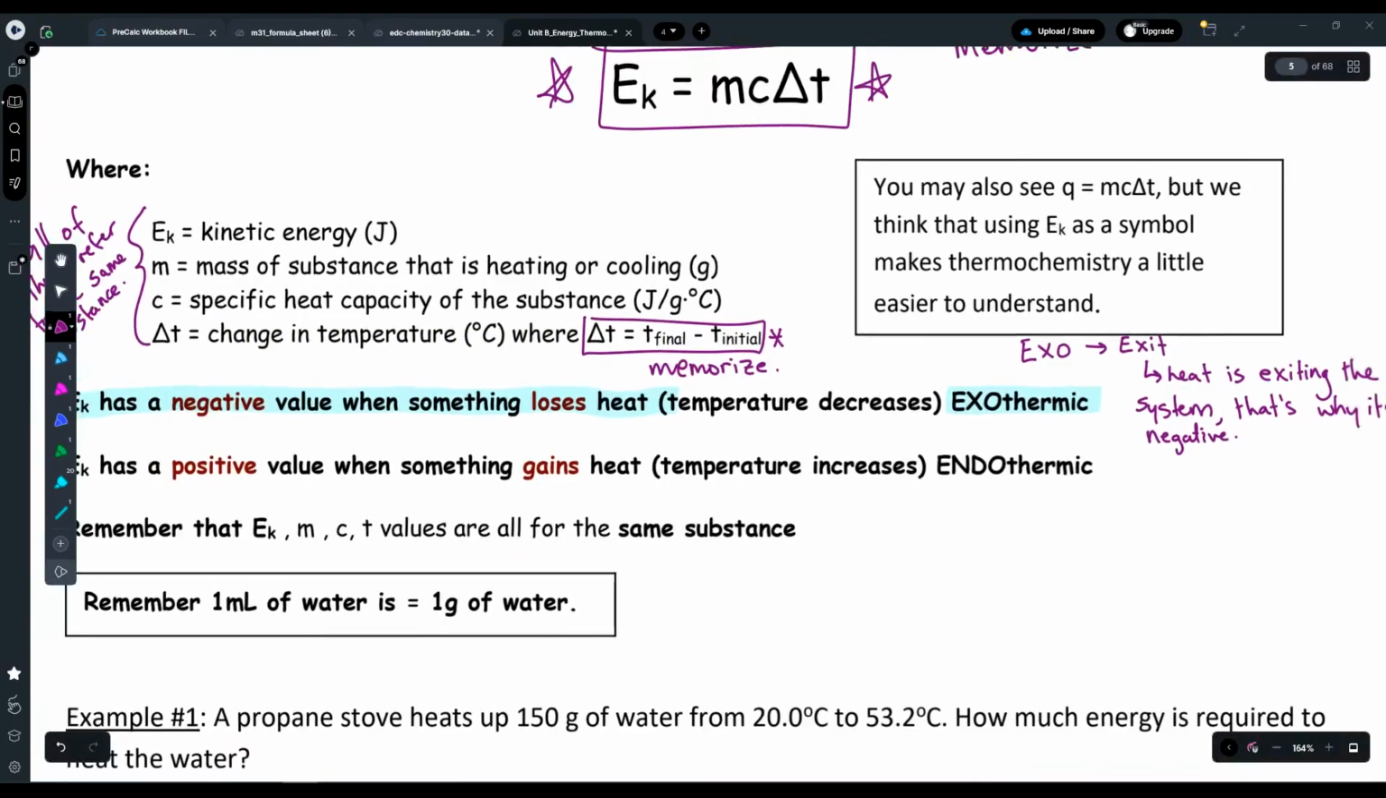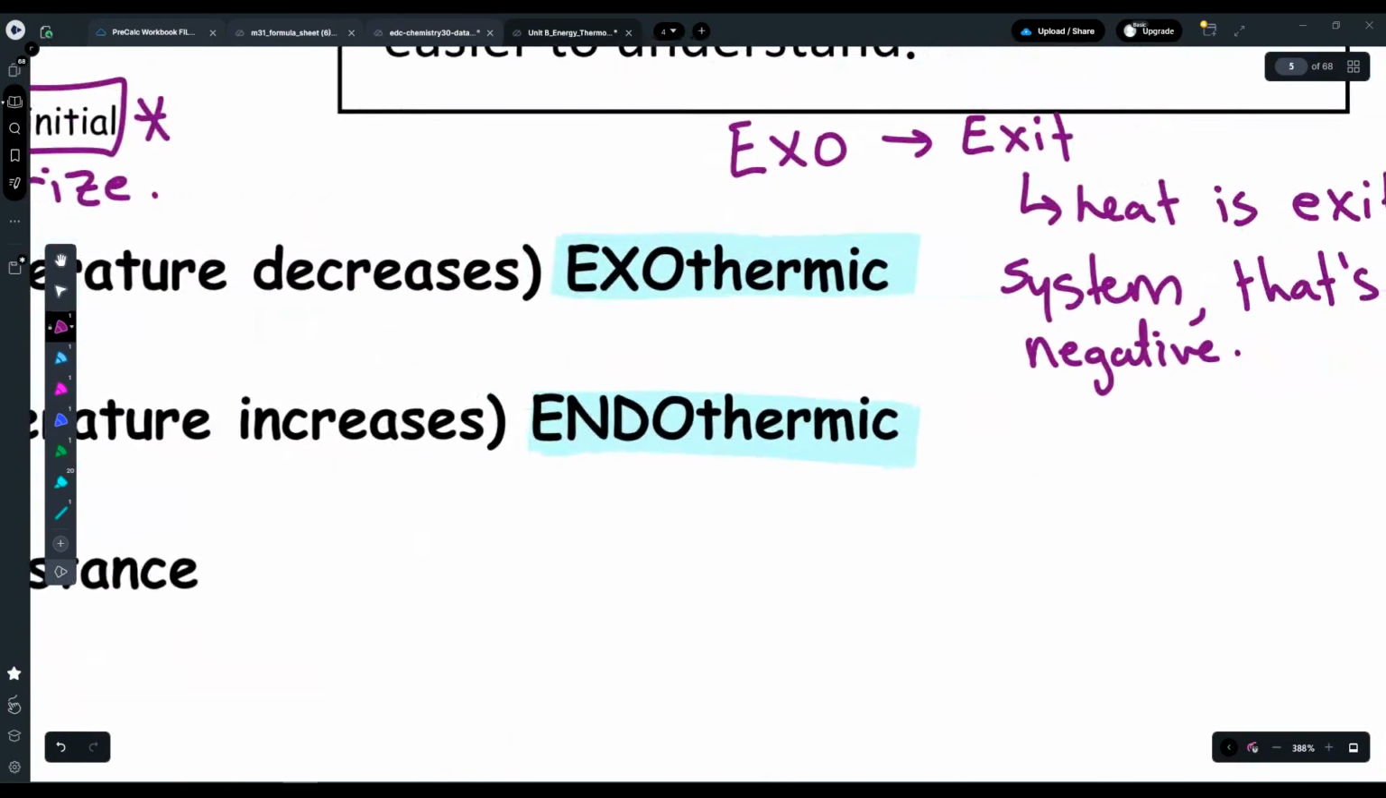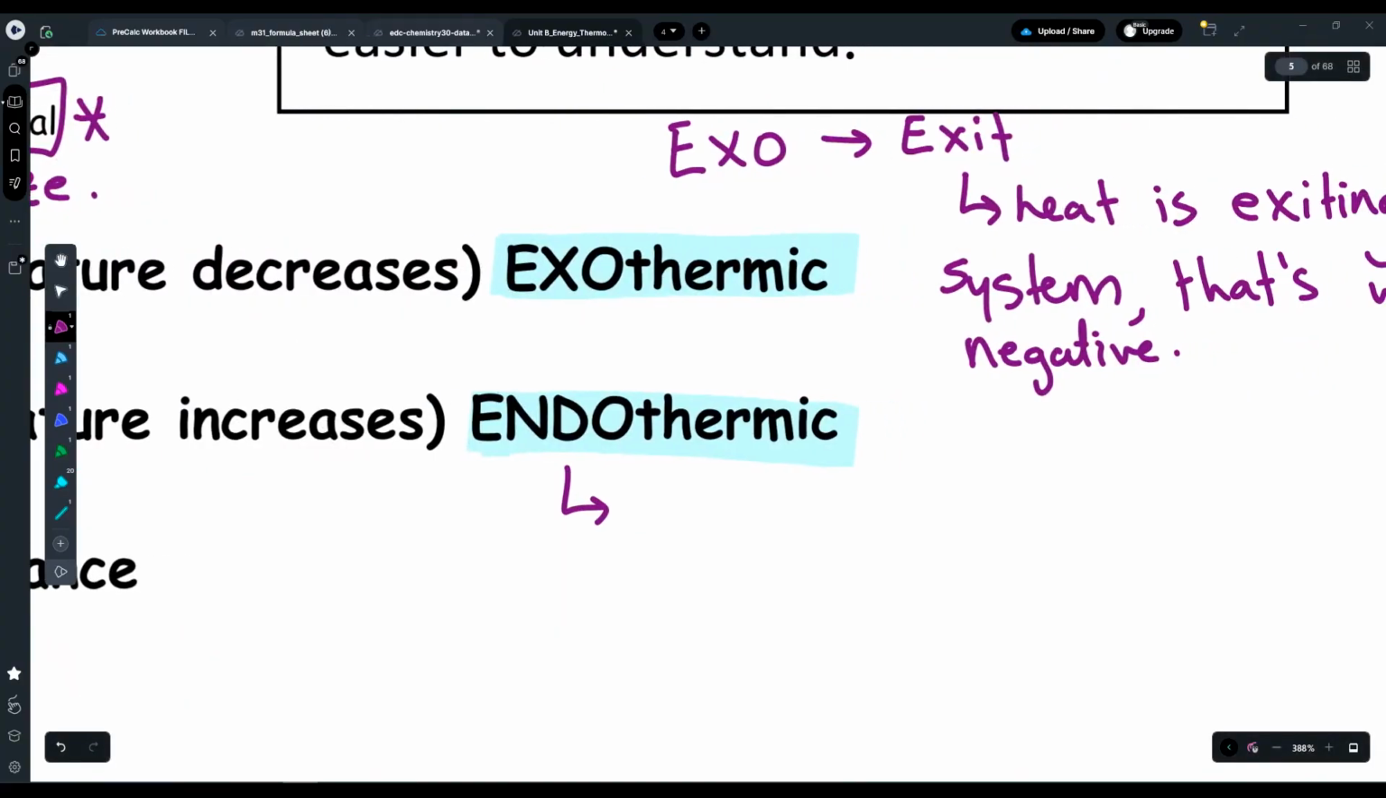Okay, so kinetic energy is going to be a negative value when your system is losing heat, and if your system is losing heat, it's going to be an exothermic reaction. Okay, kinetic energy is going to have a positive value when your system is gaining heat, so your temperature is going to be increasing, and that's going to be your sign that you have an endothermic process happening. So endo just means in or enter, kind of sounds like endo. That's how you can remember it. So the heat is entering the system.